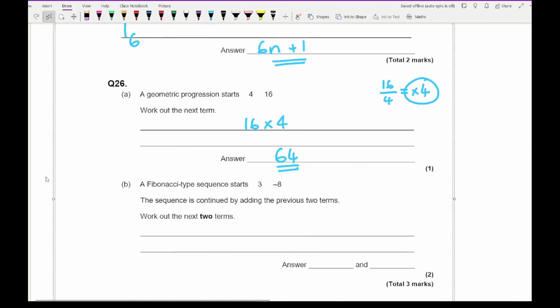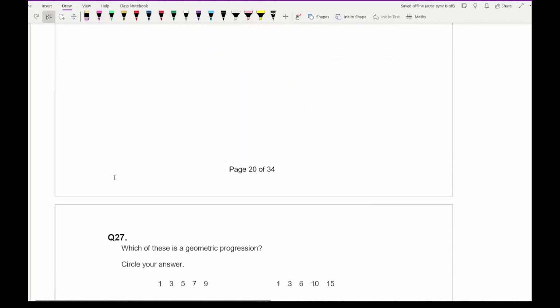Then the next question says a Fibonacci type sequence starts 3, minus 8. So again, the sequence continues by adding the previous two terms. So the next term is going to be 3 plus minus 8, which is minus 5. And then the next one is going to be minus 8 plus minus 5, and if I do that subtraction, I get minus 13. And so there are my next two terms.